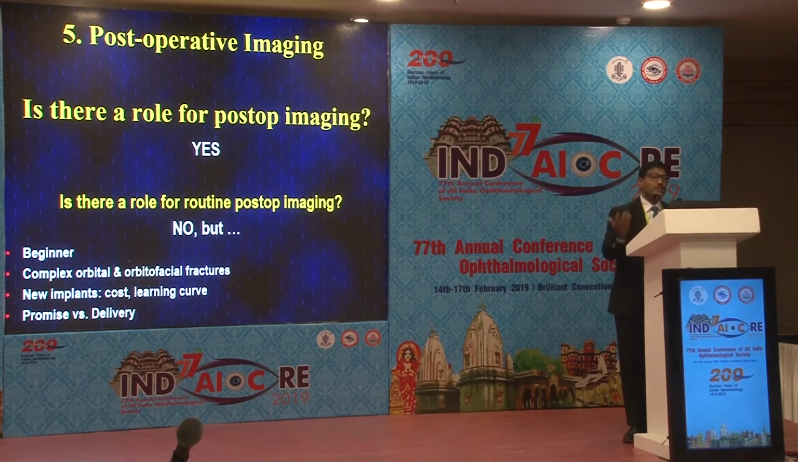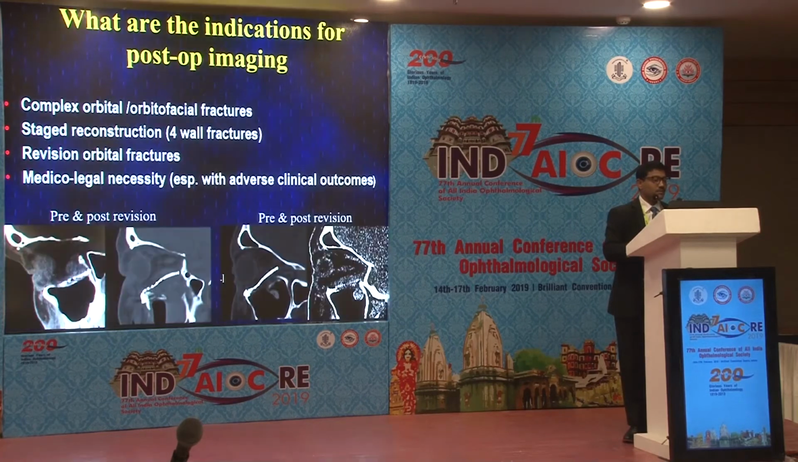And finally, when you see a patient and counsel them preoperatively, making sure you have delivered what you have promised preoperatively is very important. So what are the indications in our practice is complex orbital and orbitofacial fractures. When you're doing stage reconstructions, all 4 walls are busted. We start from the roof, then the lateral wall, then finally the floor and medial wall. When you're doing it in stages, you could do it as well. We do that as a part of all revision fractures, because especially going back in the second time, you damn well deliver rather than say, oops, there's a problem again as well.